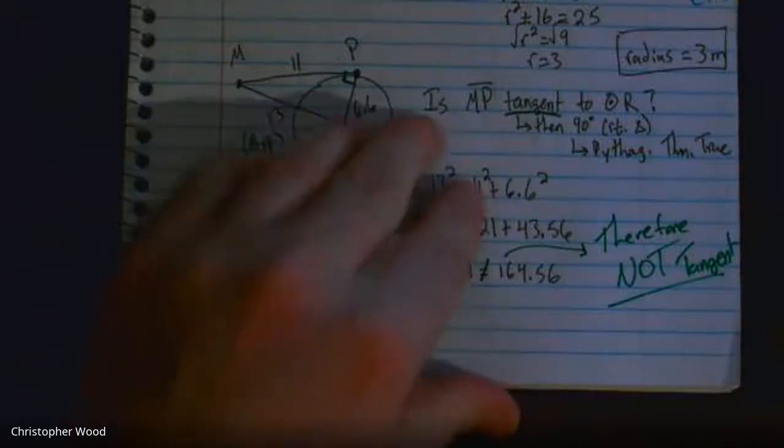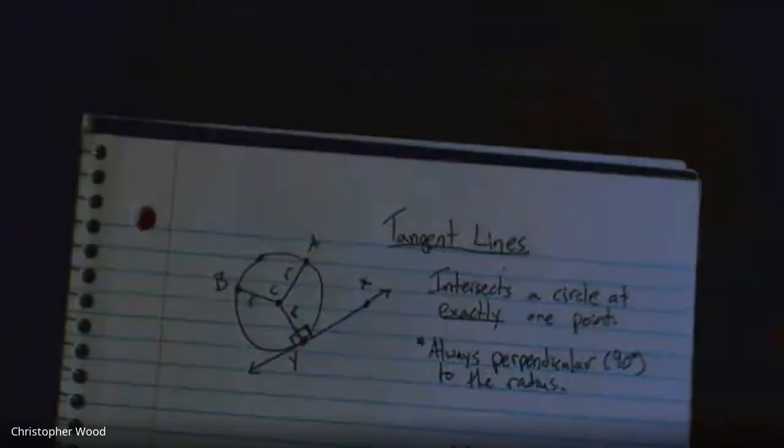One other property that we're going to go through, and then that'll be it for our tangent line discussion, is what if I had two tangent lines that started at the same point off of the circle? Okay, so let's draw an example here. So you have our circle, and let's say we had a point out here. So circle R, we'll call this point P.